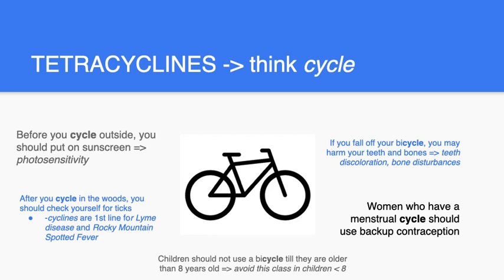And then lastly, children should not use a bicycle till they are older than 8 years old. So this helps you remember that they should avoid this class of medication in children less than 8. I know that's kind of silly because usually kids less than 8 years old probably can ride a bike, but it's kind of a way to help you remember that a little bit more.